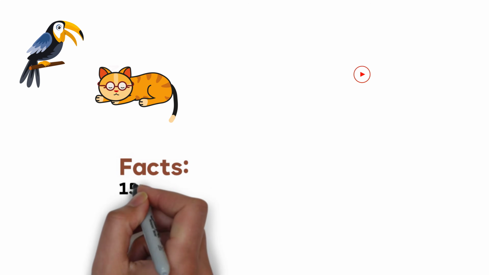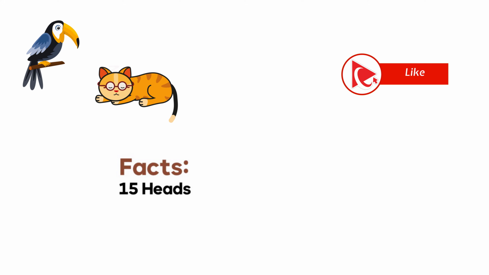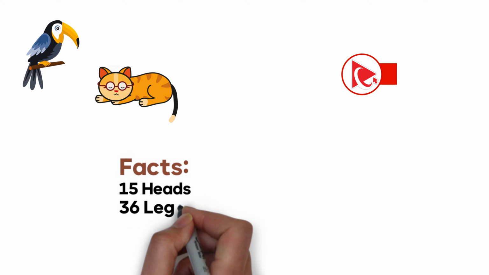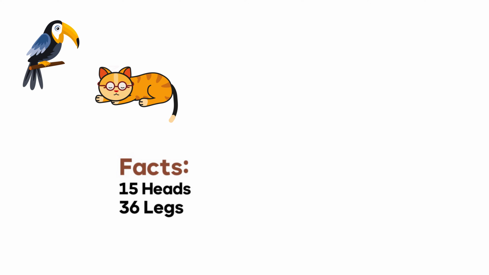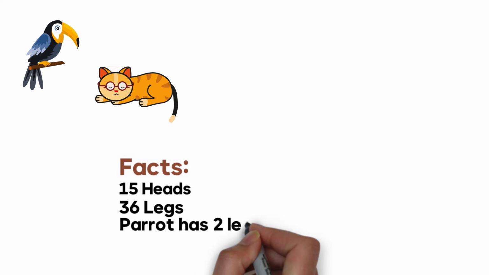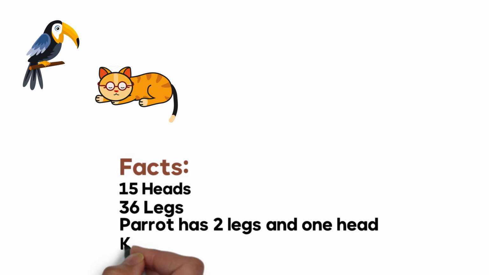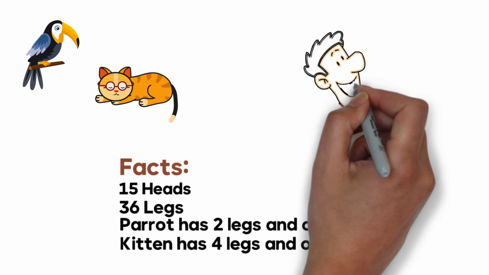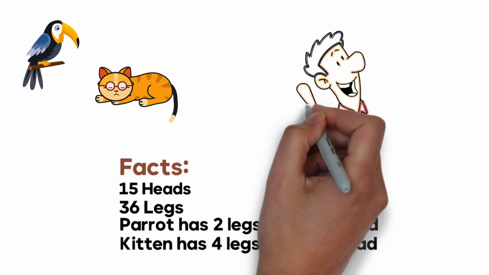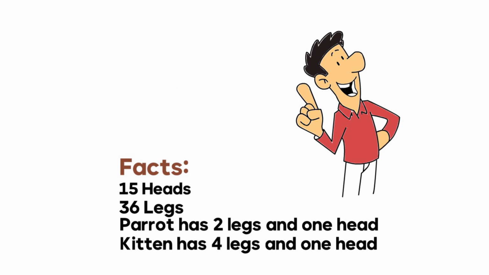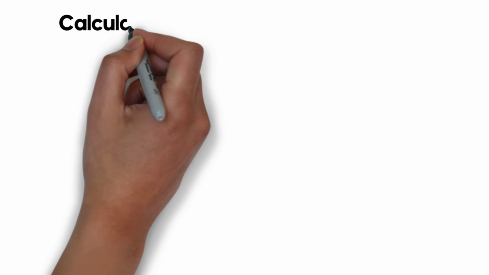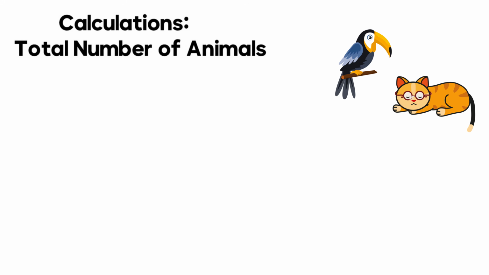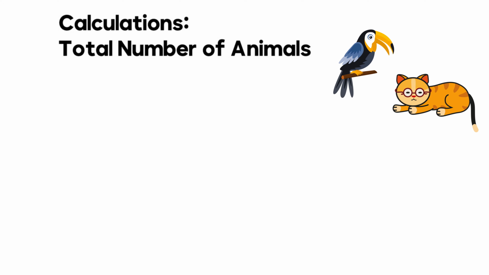We have 15 total heads of animals in the store, and we also have 36 legs. We also know that each parrot has 2 legs and 1 head, and each kitten has 4 legs and 1 head. In fact, both animals have 1 head, and unless it's a fairy tale, I don't know any animal that has more than 1 head. So the number of heads can be used to calculate the total number of animals in the store. Because there are 15 heads, there are 15 animals in the store.